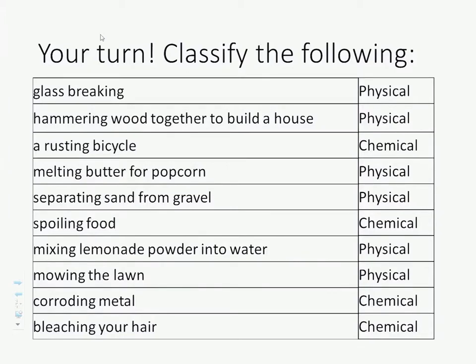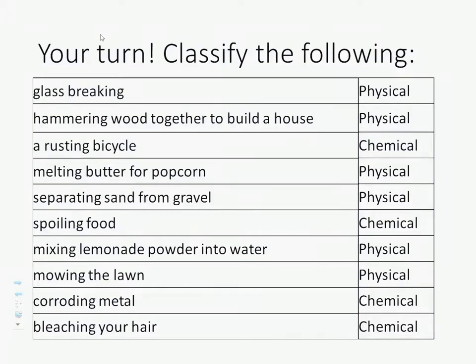Okay. Mixing lemonade powder into water, physical. You could separate it, so it's got to be physical. Mowing the lawn. All you're doing there is cutting the grass. It's like getting a haircut. You're not chemically changing it, like getting a perm or something, but you're physically cutting it. Corroding metal, chemical. Bleaching your hair. That's another example of a chemical change. You're actually changing the bonds that exist within your hair structure.